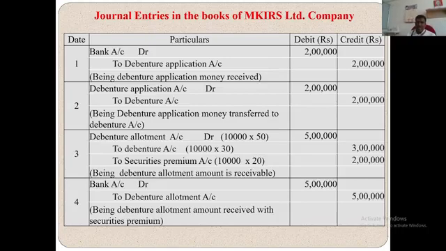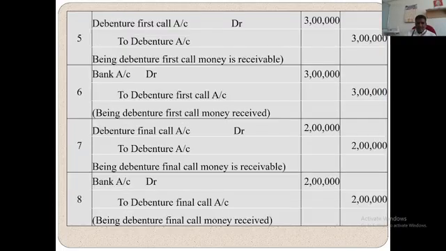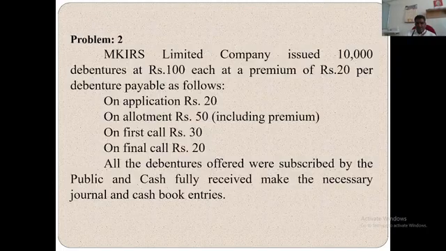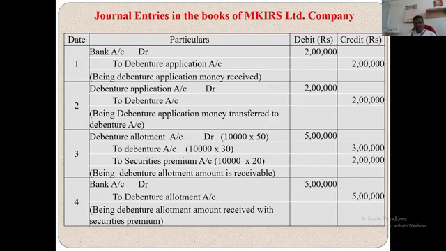The next, allotment money due. Allotment here is issued at a premium of 20 rupees, including 20 rupees premium. Journal entry. Debenture allotment account debited 10,000 into 50, 5 lakh. To debenture account 10,000 into 30, 3 lakh. To security premium account 10,000 into 20, 2 lakh, being debenture allotment amount is due. Next, allotment money received. All the money duly received. There is no due. So debenture allotment money received. Journal entry, bank account debited to debenture allotment account, being debenture allotment amount received with security premium 5 lakh.